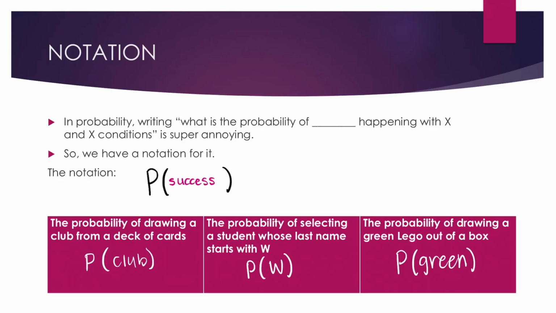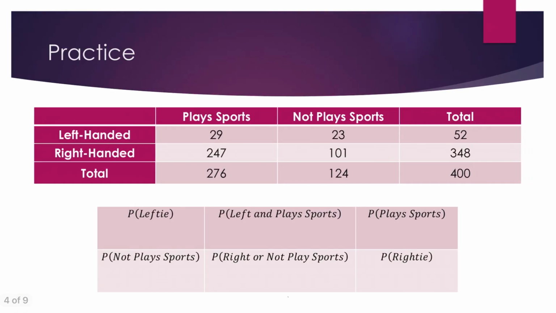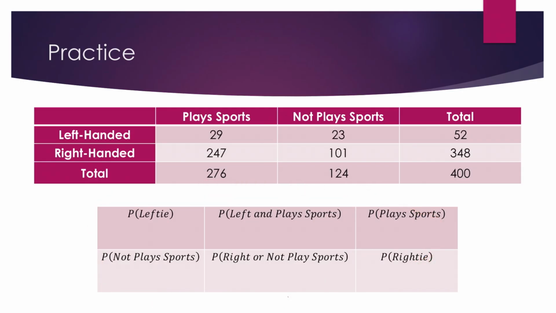Notice that if I looked at just P of green, I'd be like, what on earth are you talking about? I do need to have a little bit of context. But the idea is that instead of having to rewrite it every single time, if you have a table or a general case, this way you can just write P parentheses this, and it obviously references something that you're looking at. So for example, we have this table here. All of these are obviously referencing the table up here.